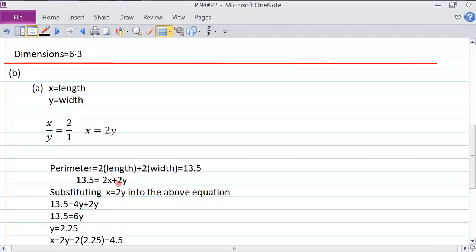Now here again there are two unknowns, but if I replace X with 2Y right here, I can get 13.5. Instead of 2 times 2Y, I get 4Y, and this 2Y here is 2Y. So all I'm doing is replacing this X with 2Y. 2 times 2Y is 4Y, plus 2Y is 6Y. Divide, solve for Y, divide this by 6, divide this by 6, I get 2.25.